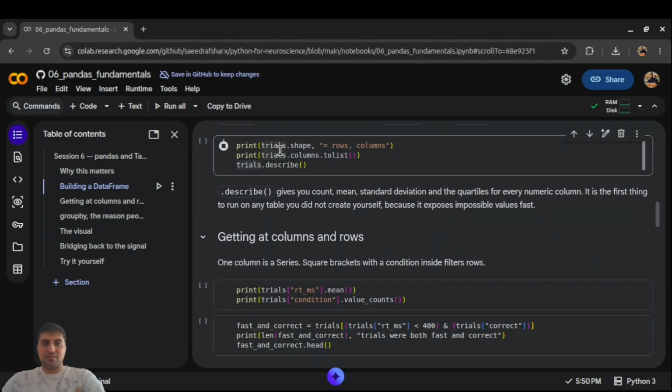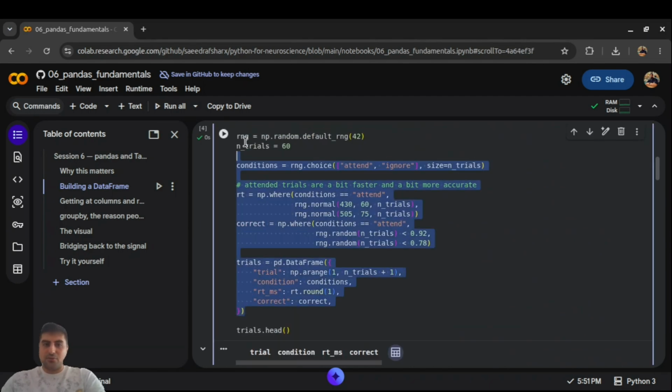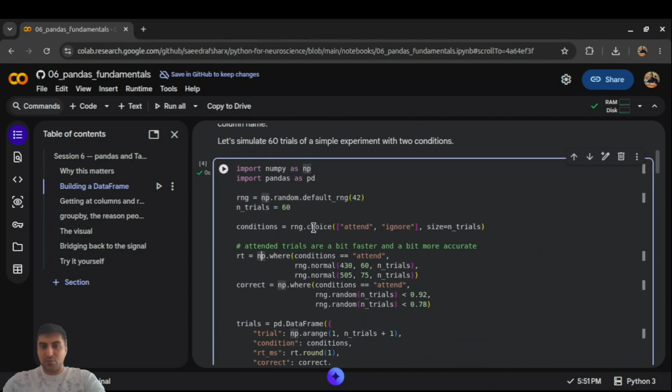Okay, right here. Let's run this box, see what happens. Okay, shape from trials, the data frame we have. That shape tells you rows and columns, like what we have. 4 of them, and 60 rows and 4 columns in this dataset. And describe on trials gives you count, mean, standard deviation, and quartiles for every numeric column at once. Imagine all we did was, of course, we had to synthesize the dataset here, but imagine if you have the dataset already.